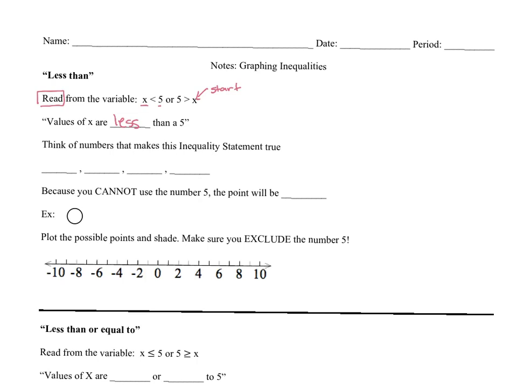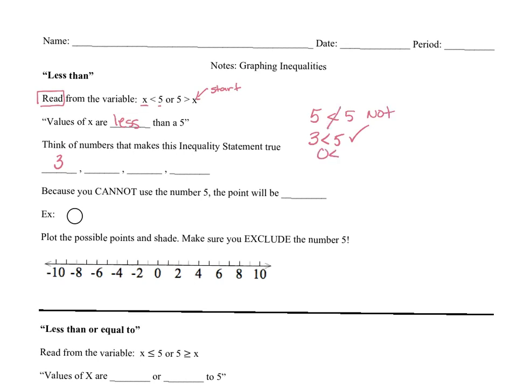Okay, so when we think about numbers that make this statement true, let's think about some numbers. Is 5 less than 5? No, so 5 can't be a solution. Is 3 less than 5? Yes, 3 is less than 5. That will work because I could say 3 is less than 5. This is true.